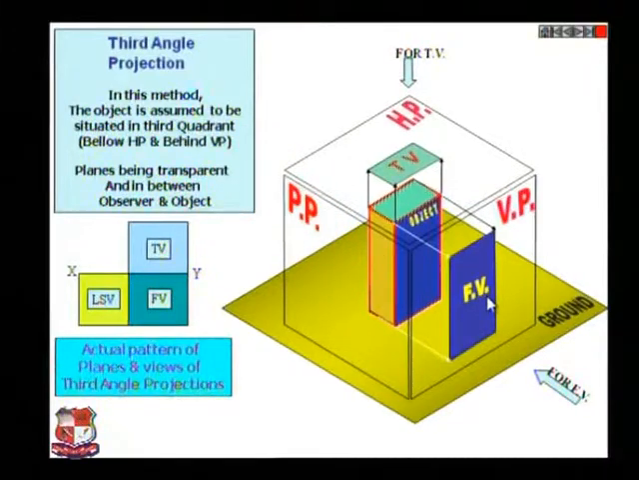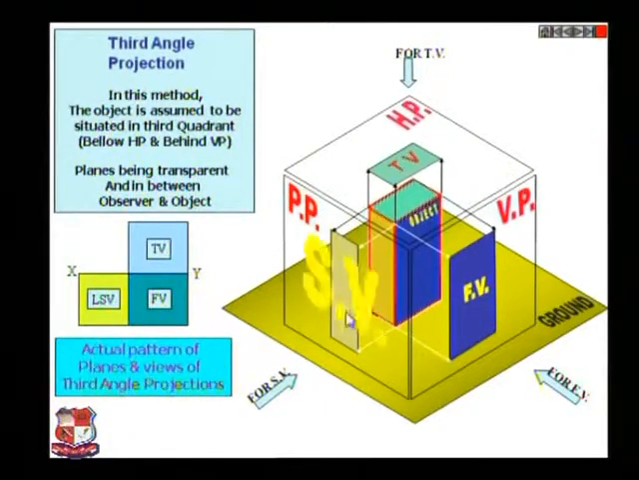And about the profile plane, if you look from this side, say from side view, in this case this is a left hand side view. If you look from here, it would appear like a rectangle as shown over here. So this rectangle is the side view. So these are the three views in the third angle projection method.